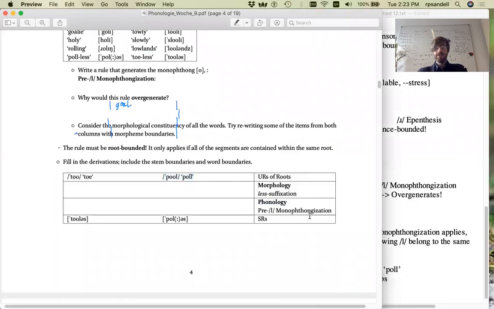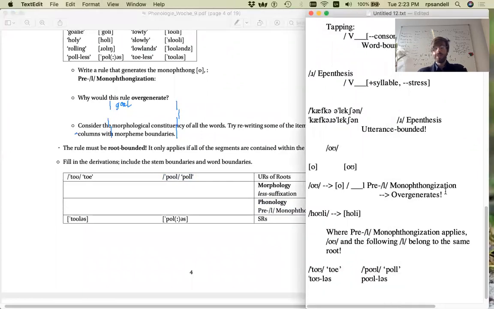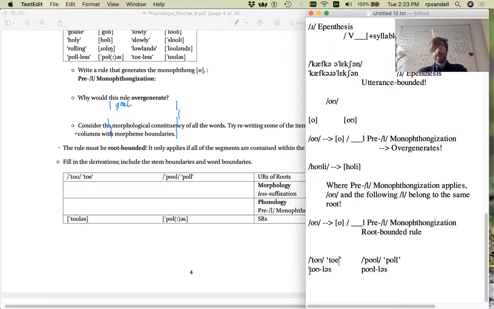Then in the phonology, the pre-L monophthongization applies. So let's restate pre-L monophthongization here to say that this is a root-bounded rule. So in this case, if we continue to look at the structure here, when we get to the phonology, we've built a new stem by adding a derivational suffix, but the roots remain clear to see.